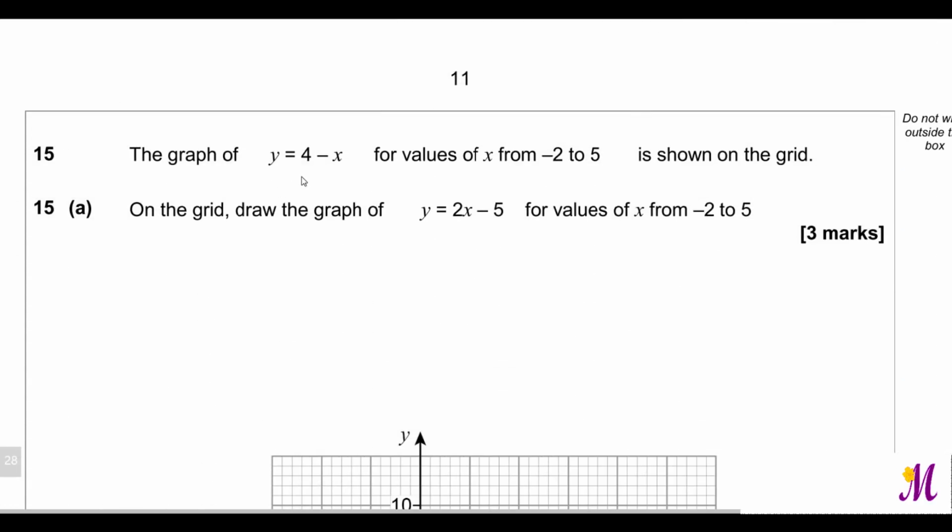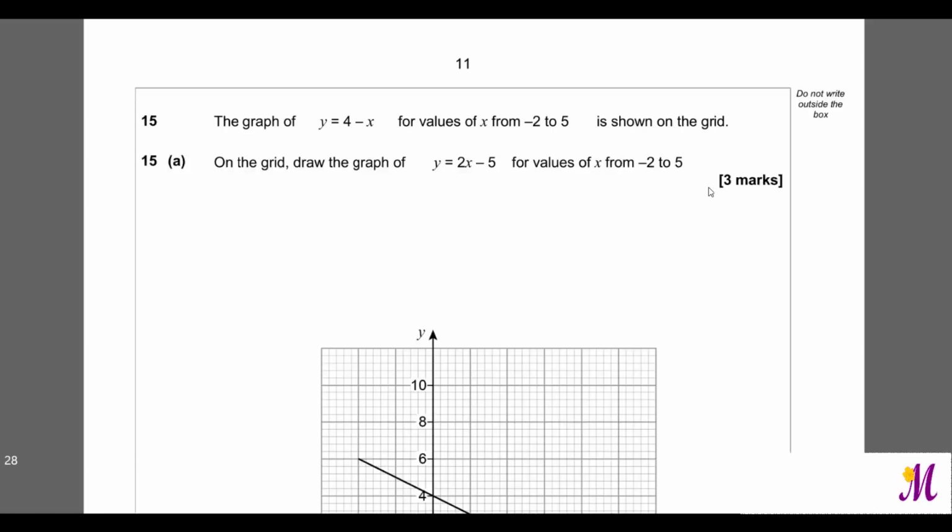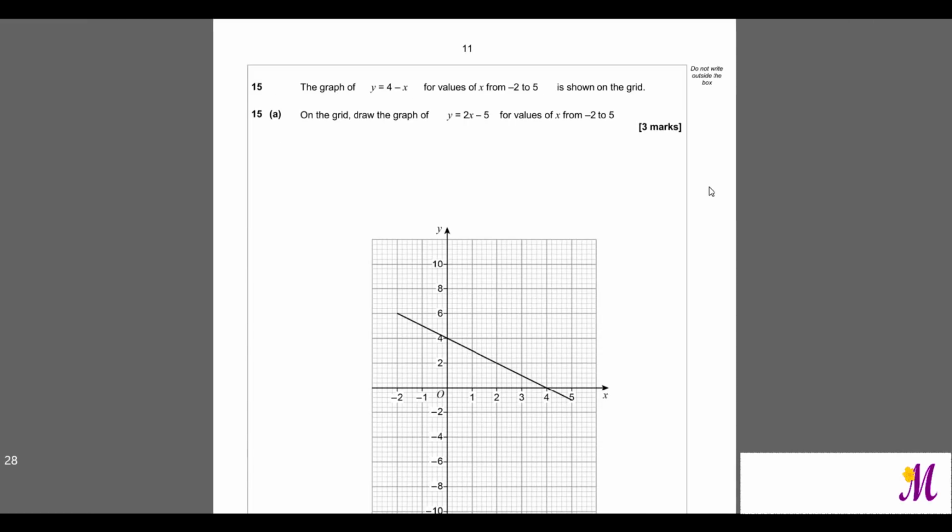The graph of y is equal to 4 minus x for values of x from minus 2 to 5 is shown on the grid. So let's see on the grid now. This is the grid, and this must be the line y is equal to 4 minus x. Now on the grid, draw the graph of y equal to 2x minus 5 for values of x from minus 2 to 5. So we are supposed to make another line on the same grid here.